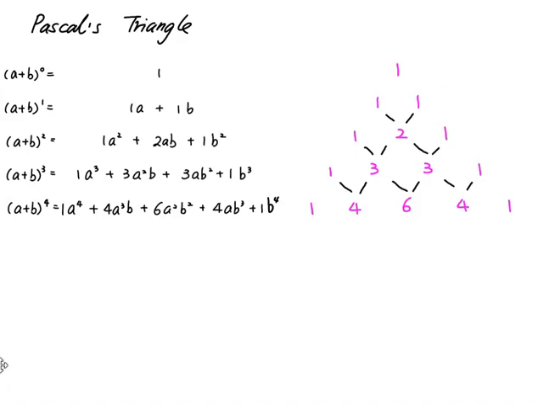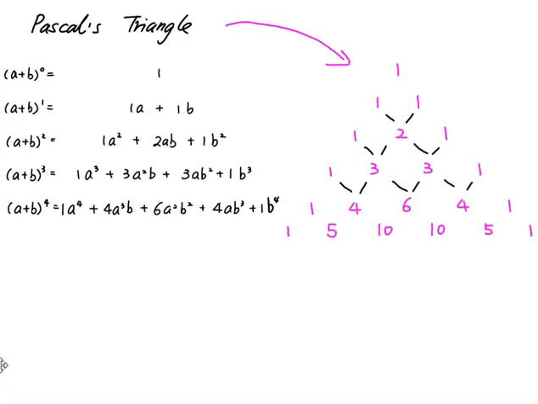So that means I can use the same pattern and find out the next row, which is 1, 1 plus 4 is 5, 4 plus 6 is 10, 10, 5, 1. And you can keep adding rows as you go. This is called Pascal's triangle.